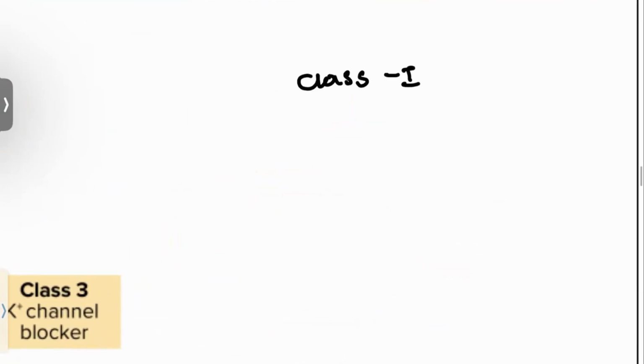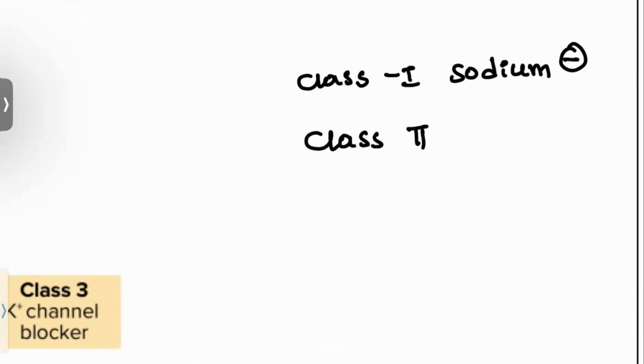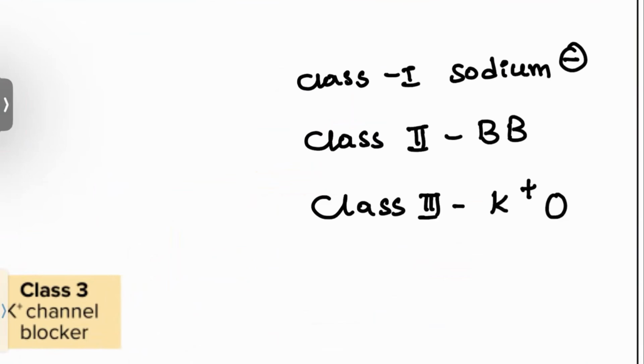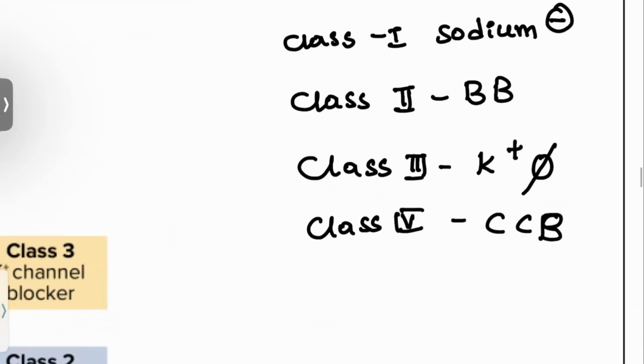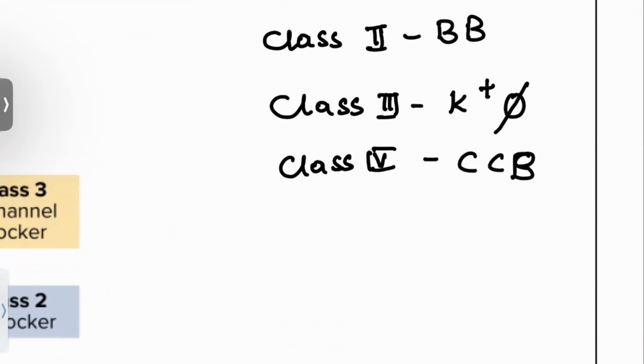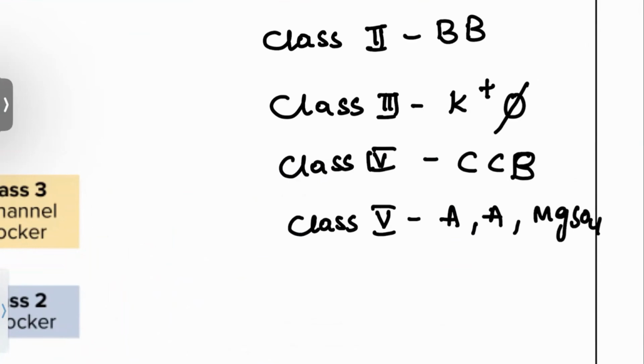Class 1 has the sodium channel blockers. Class 2 has the beta blockers. Class 3 has the potassium channel blockers. Class 4 has the calcium channel blockers. And class 5 is the miscellaneous drugs, which include many drugs such as adenosine, atropine, and magnesium sulfate. All these drugs come under the class 5 classification.